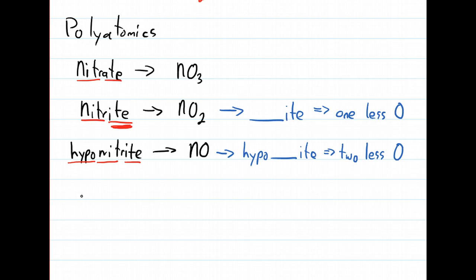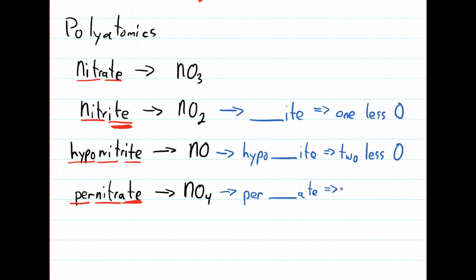Okay, so then we have one more. We have pernitrate. Okay, so notice we still have the nitra, but now we're back to ate, which is what we started with. And we have a per in the front. And we want to guess what pernitrate refers to? 1 more. Yeah, it refers to 1 more oxygen. So this is actually going to be NO4. So per blank ate, 1 more.